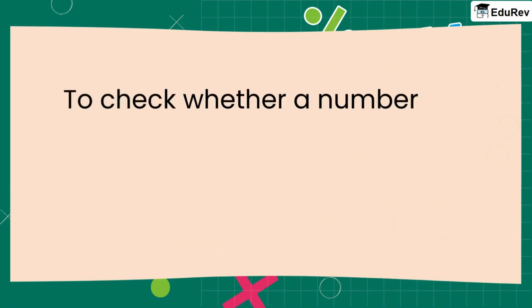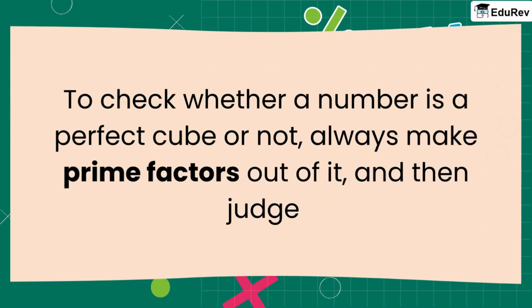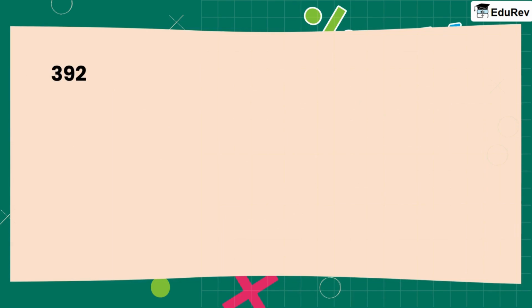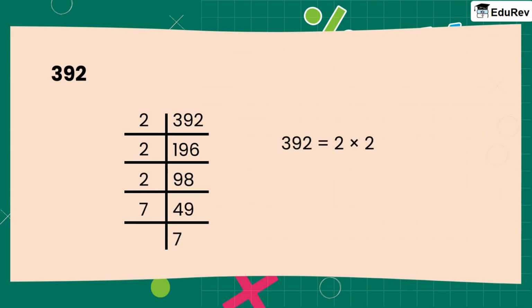So, to check whether a number is a perfect cube or not, always make prime factors out of it, and then judge. Let's try checking 392 also. First, let's find prime factors of 392. 392 divided by 2 gives 196, divided by 2 gives us 98, divided by 2 gives us 49. 49 divided by 7 gives us 7. So, the prime factors of 392 equal 2 into 2 into 2 into 7 into 7.